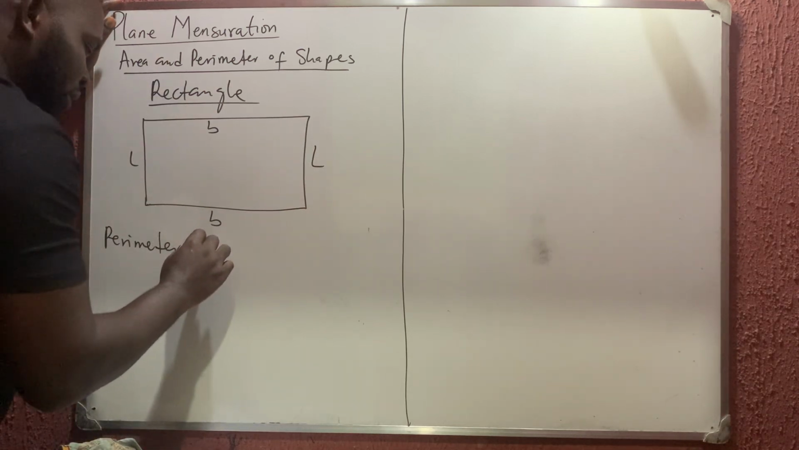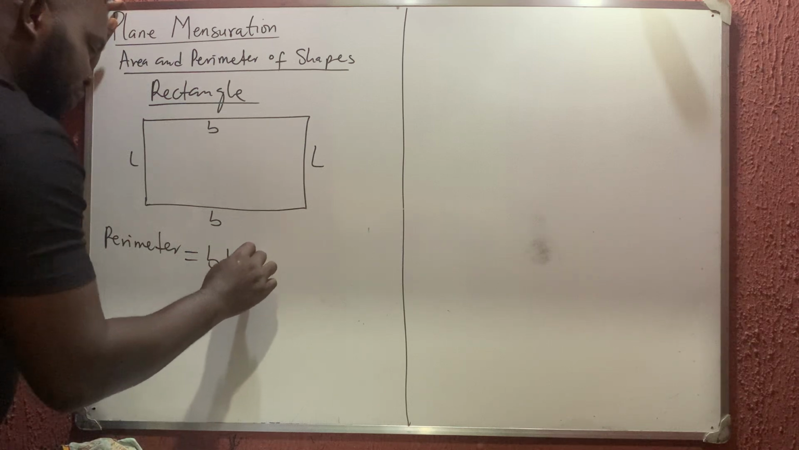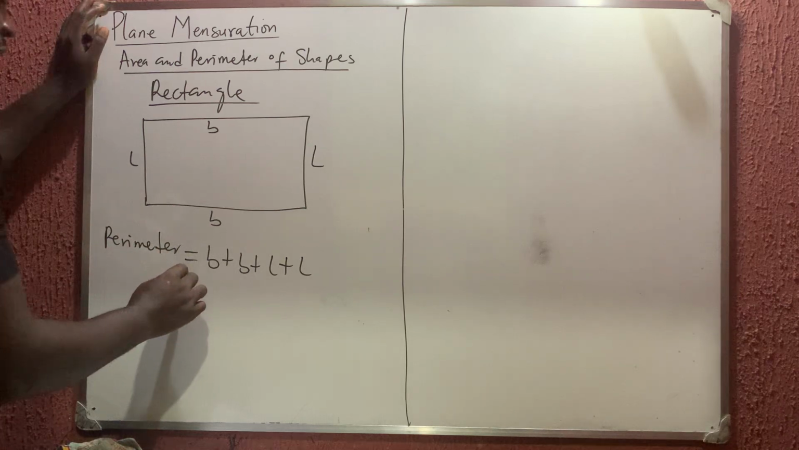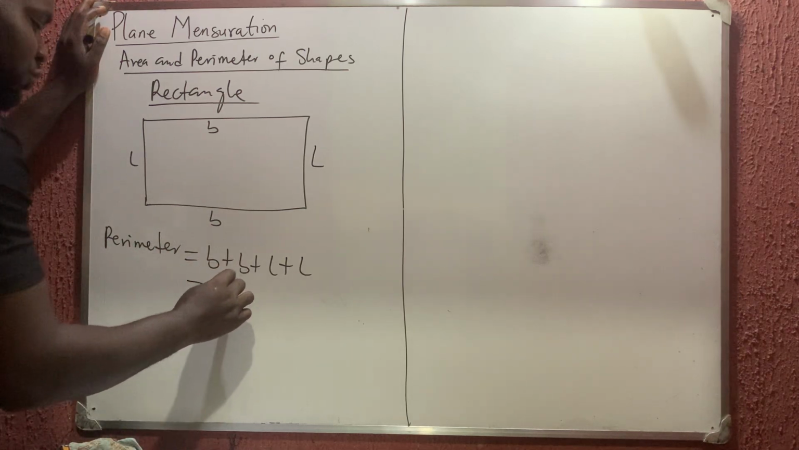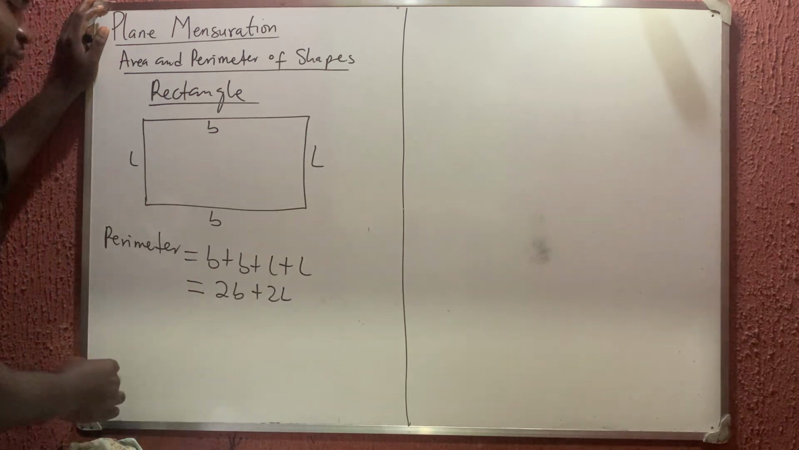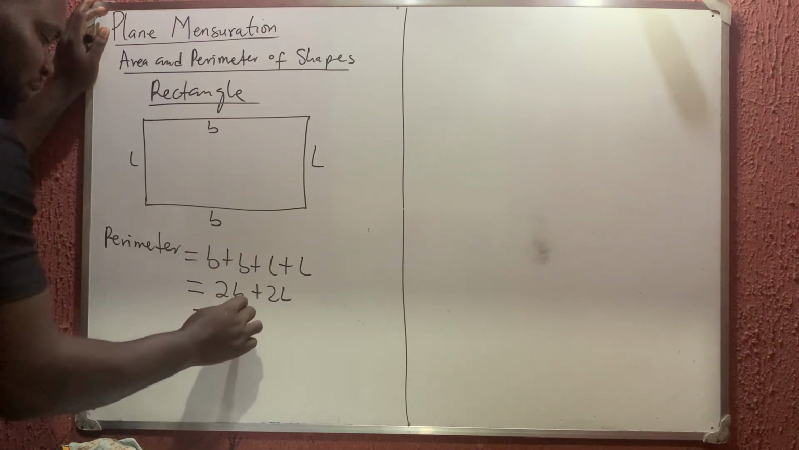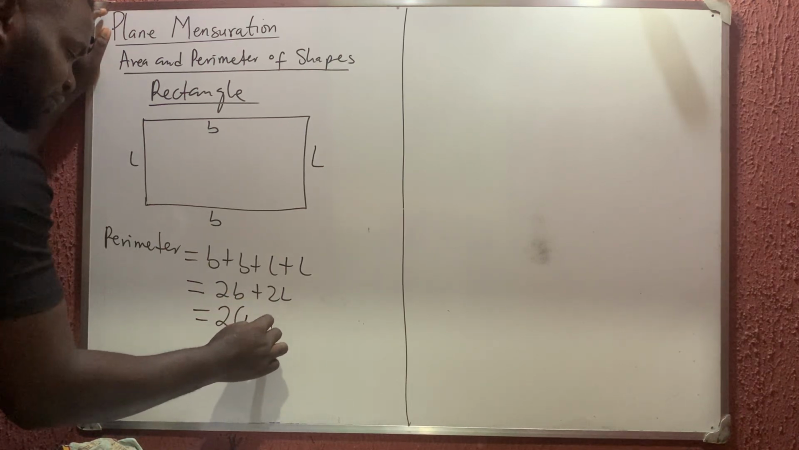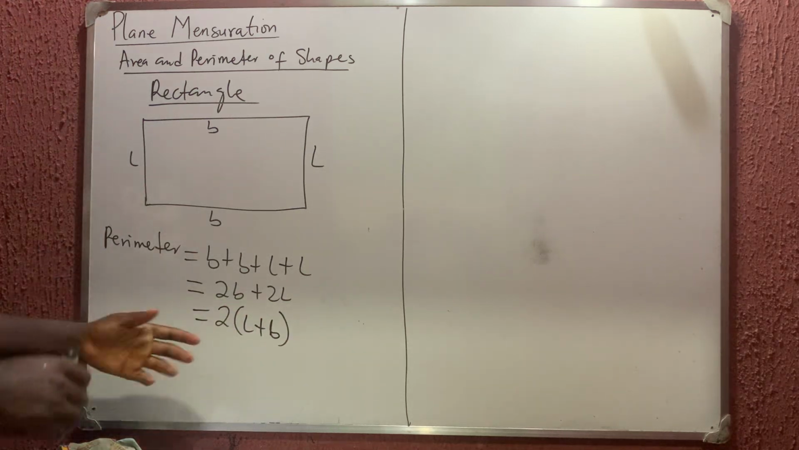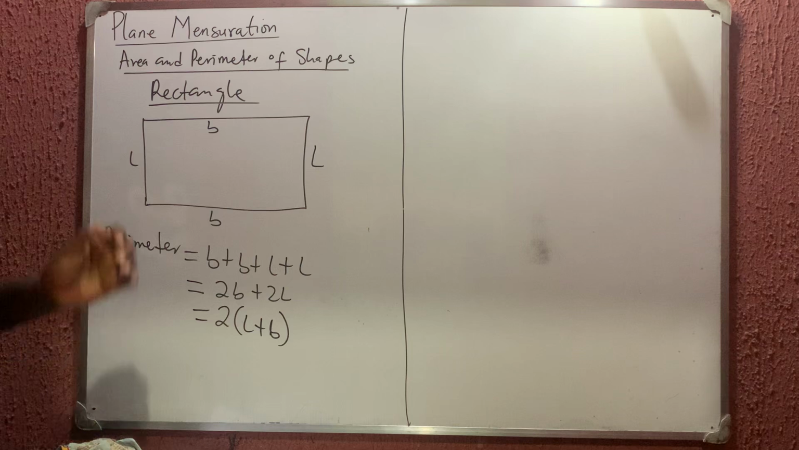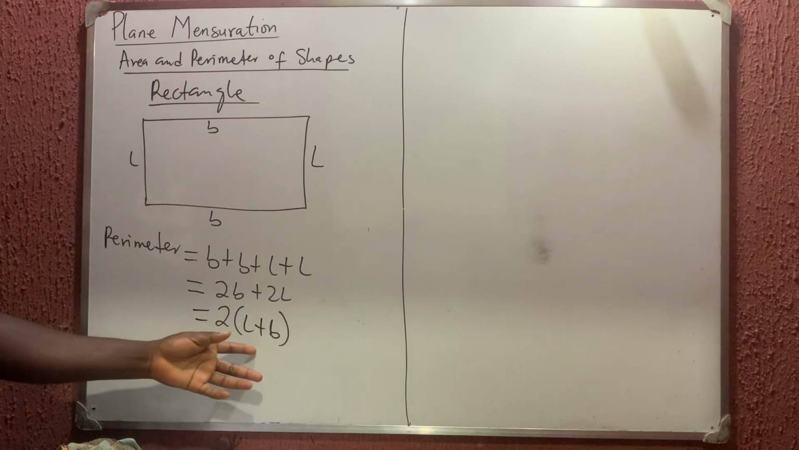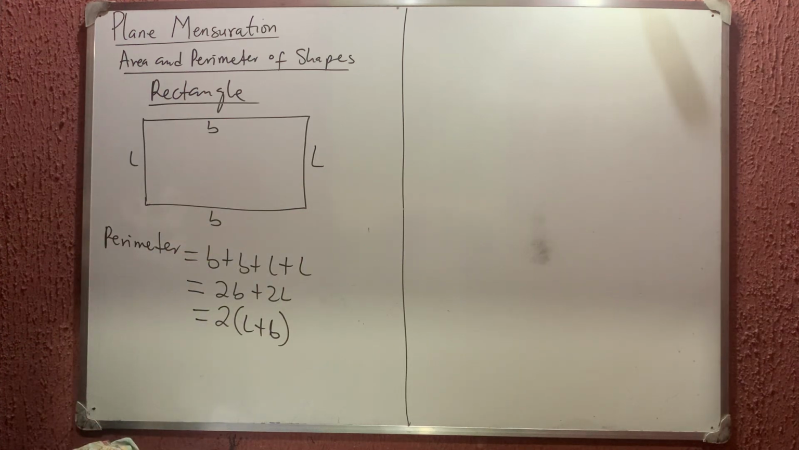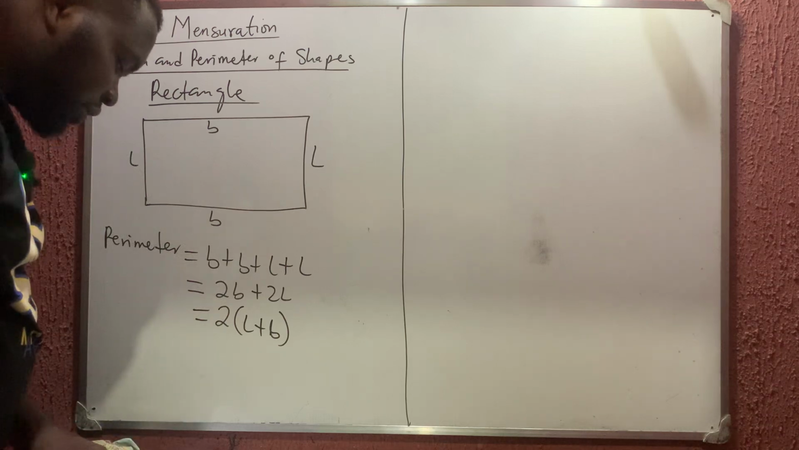So the perimeter is what? B plus B plus L plus L. Just adding it up. So that is why we conclude that if you add these two, you're going to have 2B plus 2L. Now, if you factorize, you're going to have 2 in bracket of L plus B. So this is the formula for the perimeter of a rectangle. Now, if you don't remember this formula, just know that you are just adding all the sides of that shape to get your perimeter.